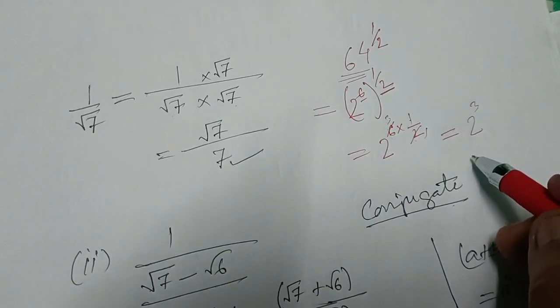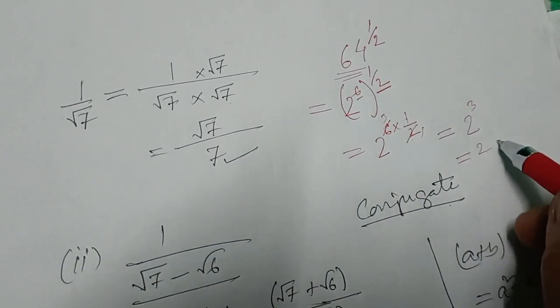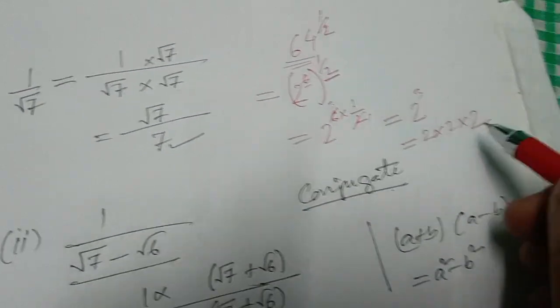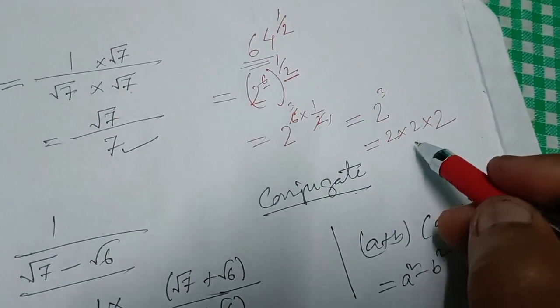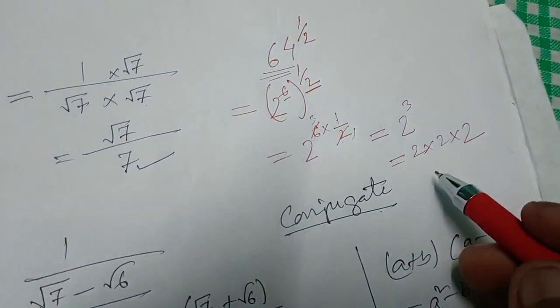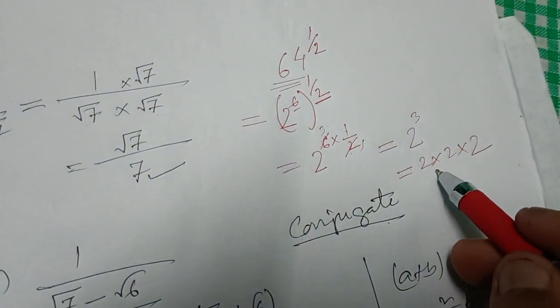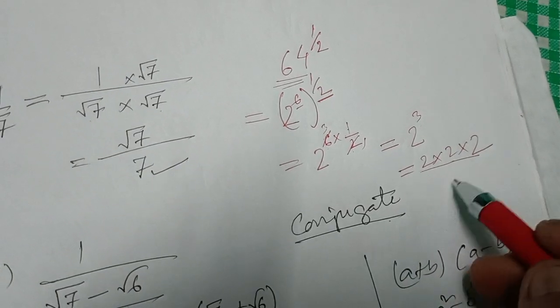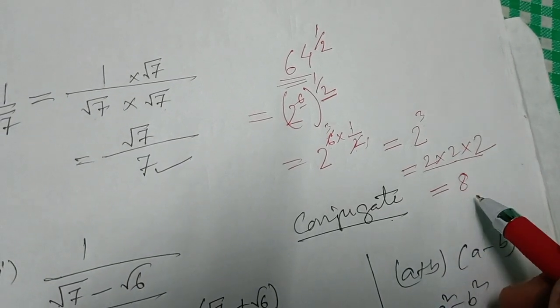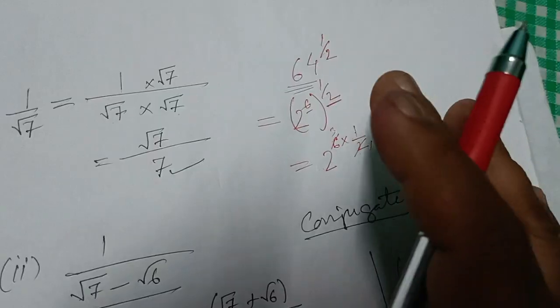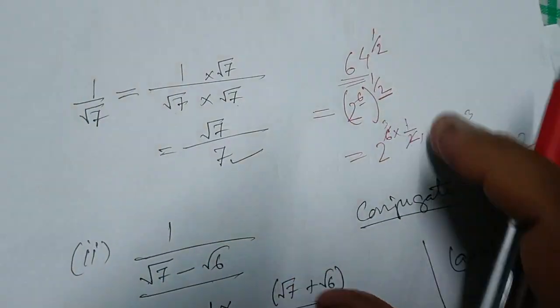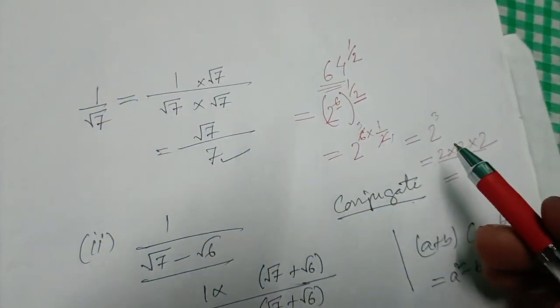Now 2 to the power 3 means what actually? 2, 3 times. 2 into 2 into 2. That you know. 2 you have to write 3 times. Now you multiply: 2 2s are 4, 4 2s are 8. So that would be your answer. Clear? So I have shown you a little bit long way, but you can make it short also.